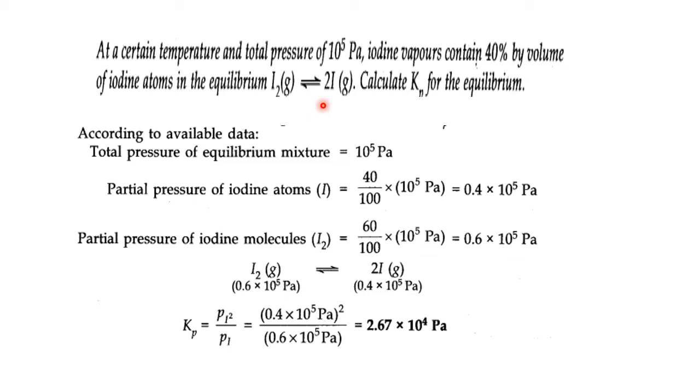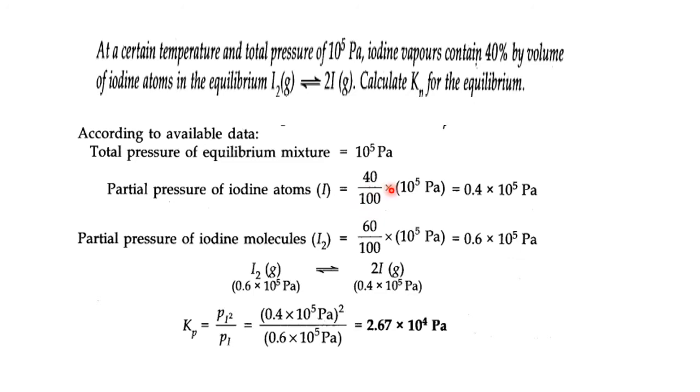Let us calculate partial pressure of iodine atom. Now, how many moles of iodine atoms are there? Here it is given 40% by volume of iodine atoms out of 100. So, iodine molecule is what? 60%. Iodine atoms is 40%. Total is 100%. So, 40 is the contribution from the iodine atoms. Partial pressure equals what? What is the mole fraction of iodine atom? It is the number of moles of iodine by total moles.